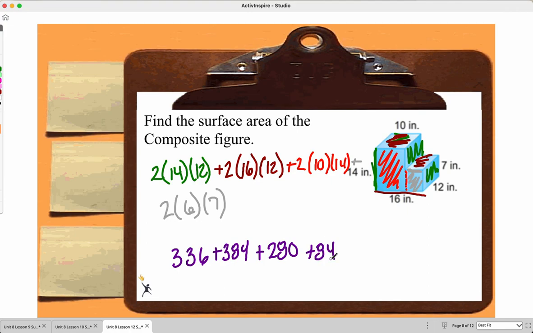So again, just come back to my calculator. 336 plus 384 plus 280 plus 84 gives me a final surface area of 1,084 cubic feet. Okay? Or sorry, not cubic feet, square inches. Got my math, got my units mixed up.